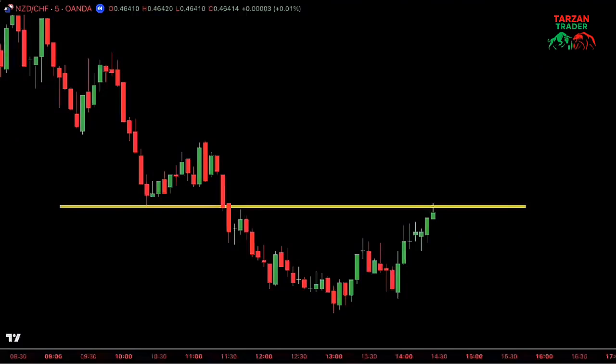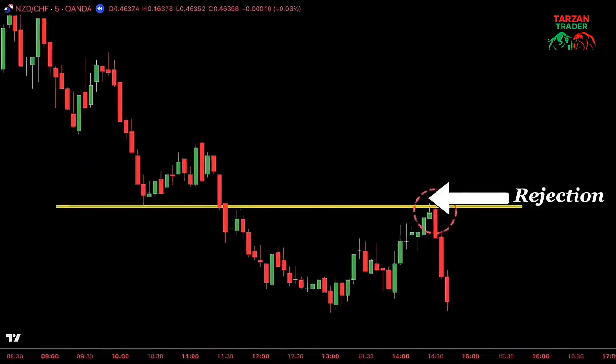It comes back toward this level that has now turned into resistance. This is where we focus our attention because this level becomes a reference point to identify the end of the retracement. As price reaches this resistance level, we start looking for signs that sellers are stepping in again. And as you can see in this example, the market reacts at this level, gets rejected, and then continues moving downward. This marks the beginning of the next impulsive move.